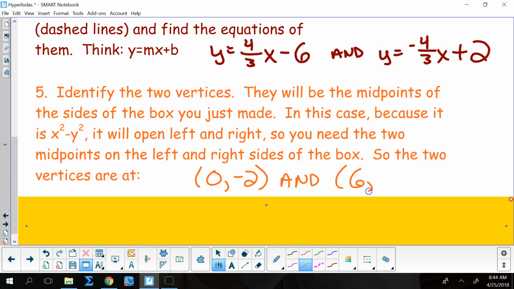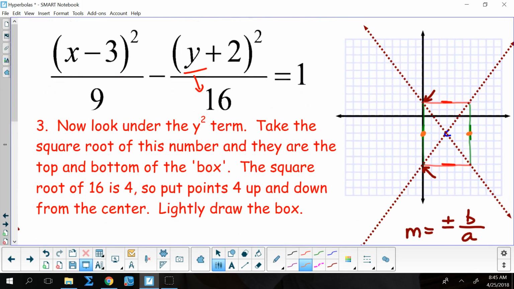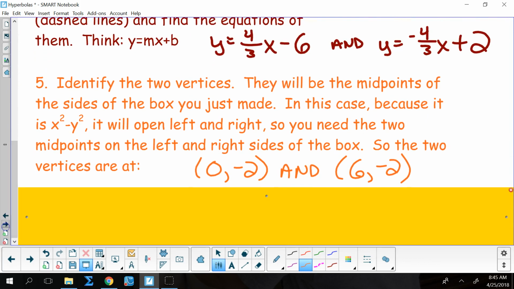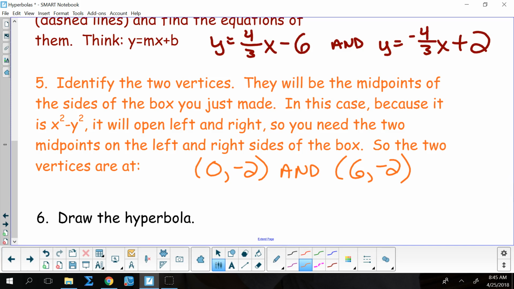So the two vertices are 0, -2 and 6, -2. If there was a case where it's an up and down one, then you would go straight up and down from the center. So then that would be here and here. Good so far. Haven't really set the world on fire yet, right? So far, everything that we've done, we've seen at some point in time. Next, we can now draw our hyperbola.